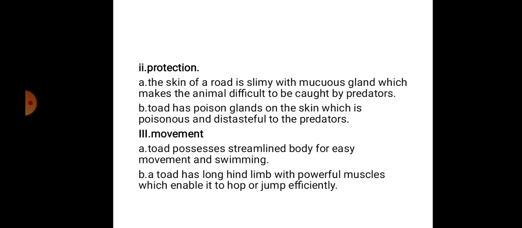In terms of terrestrial habitat, a toad has long hind limbs with powerful muscles which enable it to hop or jump efficiently. So it can adapt itself by living in an aquatic habitat and also in a terrestrial habitat. That is how toads adapt in terms of movement. So those are the answers to those questions.